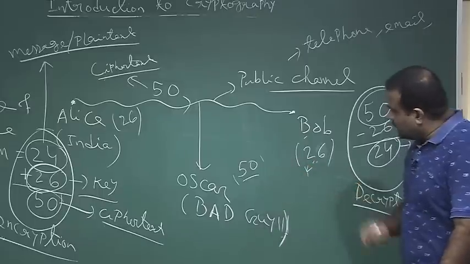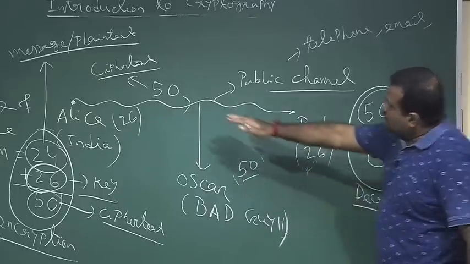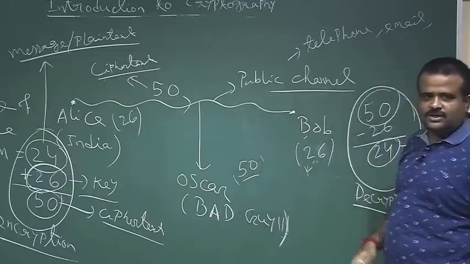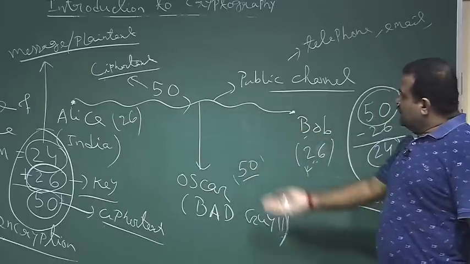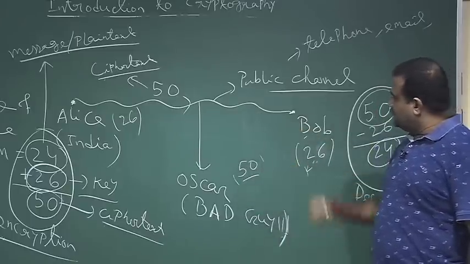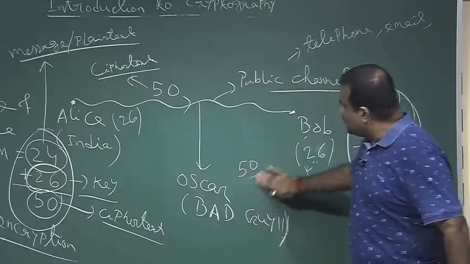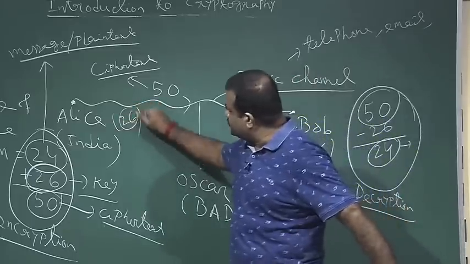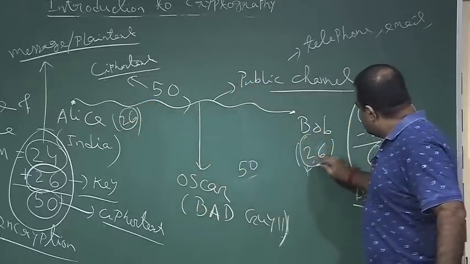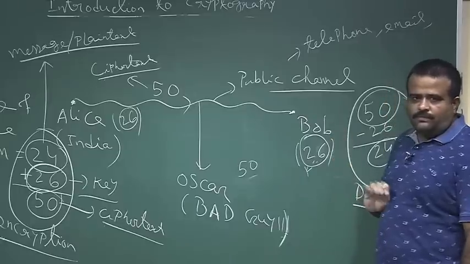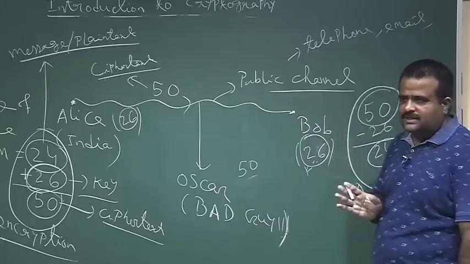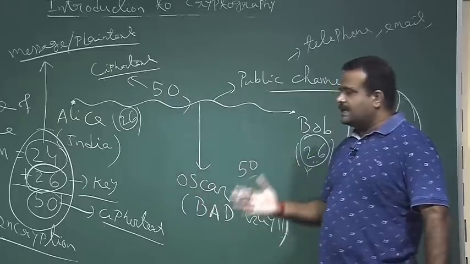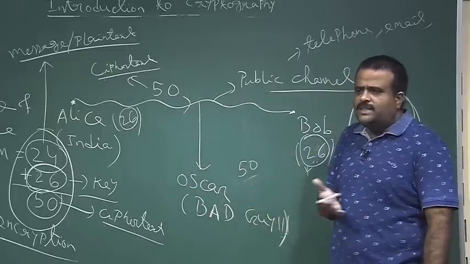Now, what can Oscar, the third party, do? Oscar has full access to this public channel. So, Oscar is receiving this 50, which is the ciphertext, but Oscar does not have this key. This key, which here is 26, is only with Alice and Bob. Nobody else has this key. That means Oscar does not know what the key is, but Oscar may know that they have added something.